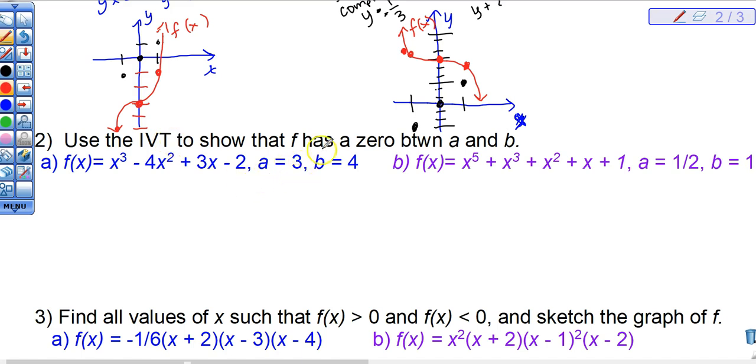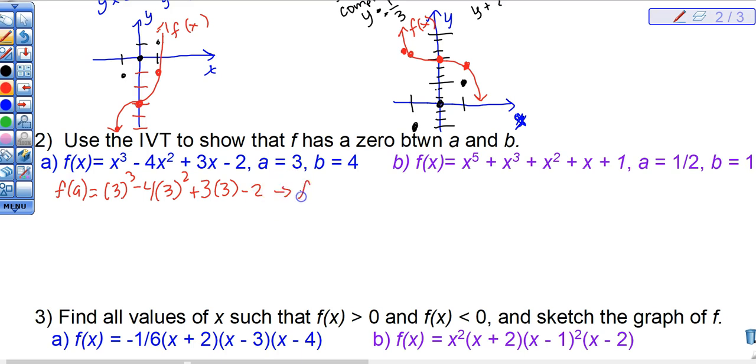Is our a less than our b? Because that's part of our definition as well. Okay, then here's what we're going to do. We're going to do the f of a, which is 3 cubed minus 4 times 3 squared plus 3 times 3 minus 2.